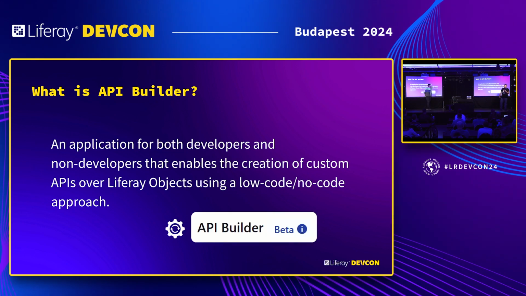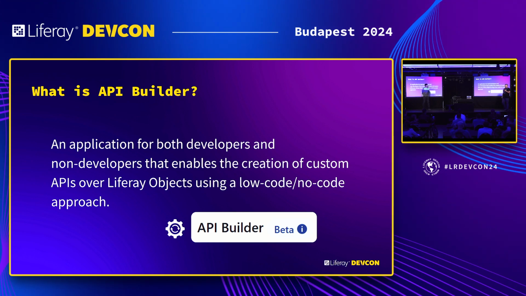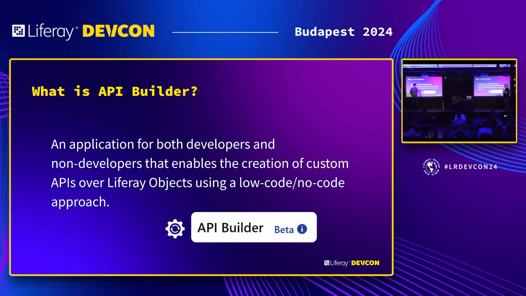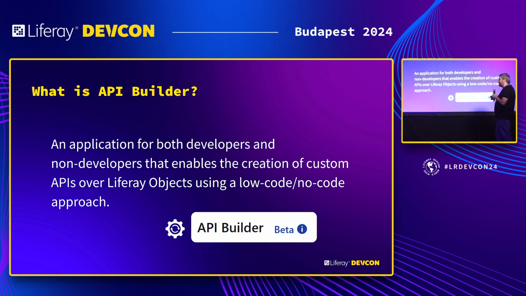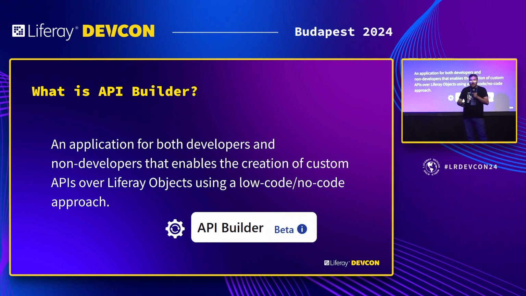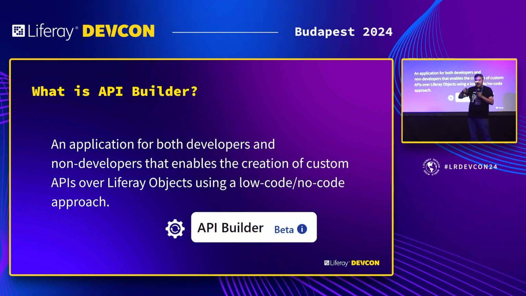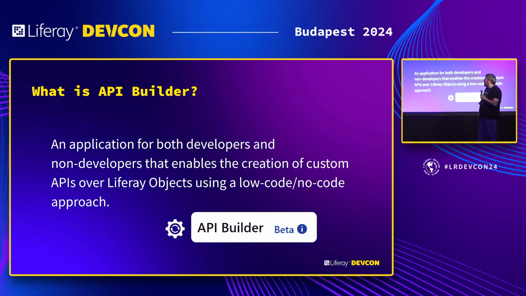But, and there's always a but, API Builder is in beta. That means that, first of all, the easy thing is that if you want to use API Builder, you have it in the product, but you need to enable it using the beta feature flag, okay? Just two clicks, easy.